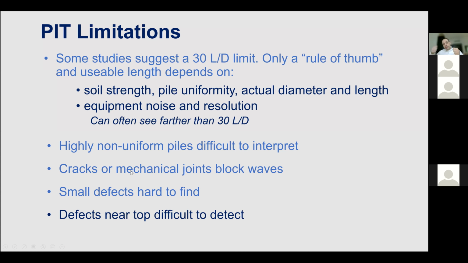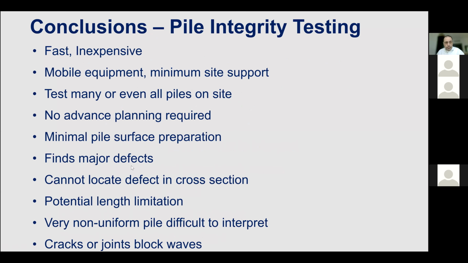Also, when you're inputting the signal, if there's a defect at the top of the shaft and you cannot see it visually, it may also be difficult to detect. And once you detect something, it will not give you the capacity to determine where the defect is located, in which quadrant.